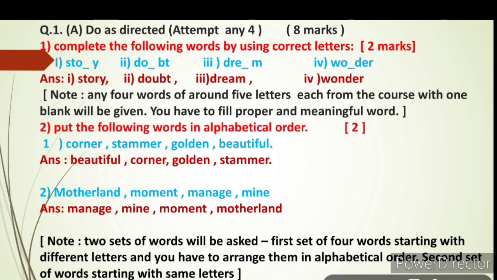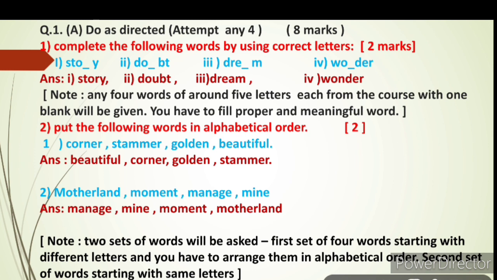Activity 2. Put the following words in alphabetical order, for 2 marks. In this activity, 2 sets of words will be asked. The first set has 4 words starting with different letters and you have to arrange them in alphabetical order. You should know the alphabet and practice regularly.